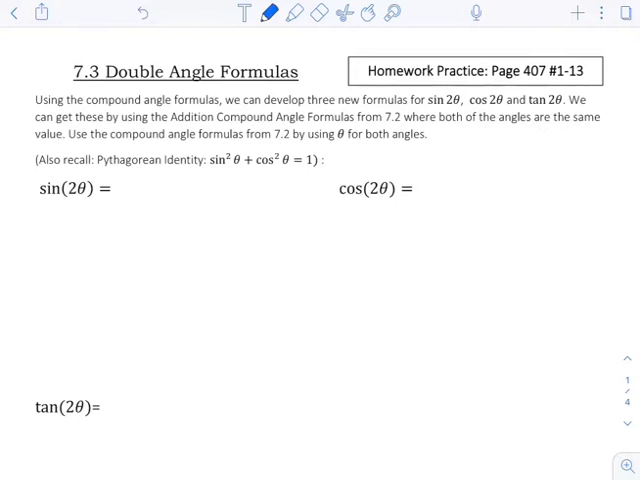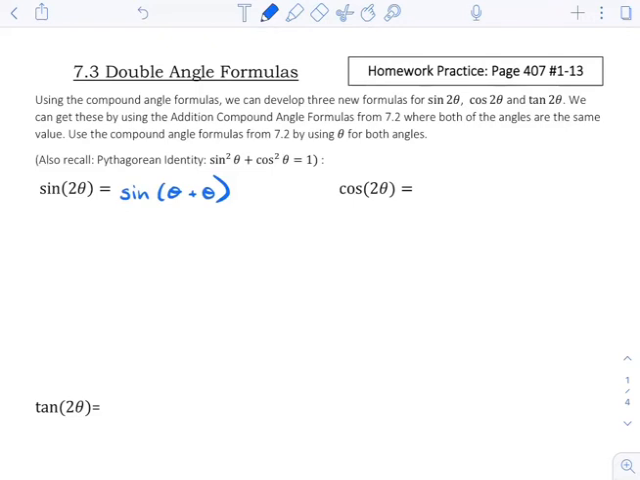One of the principles that we're going to be applying, especially in the cosine section, is the Pythagorean identity that you learned in grade 11, which said sine squared theta plus cos squared theta was equal to 1. So let's go through these. First one, sine of 2 theta. Well, that simplifies to sine of theta plus theta.